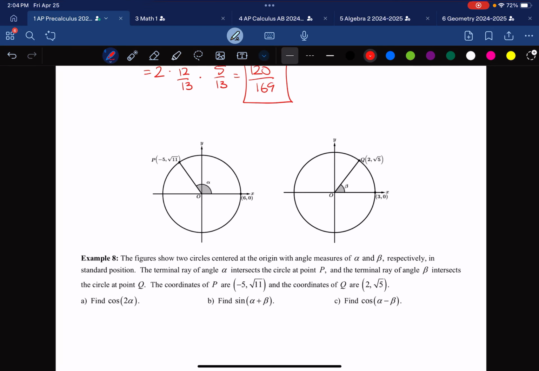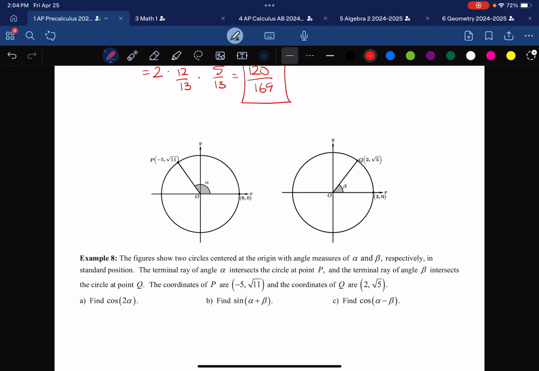All right, let's try another one. Oh boy. Okay, so these ones are like the really traditional examples where you need to have these formulas memorized.